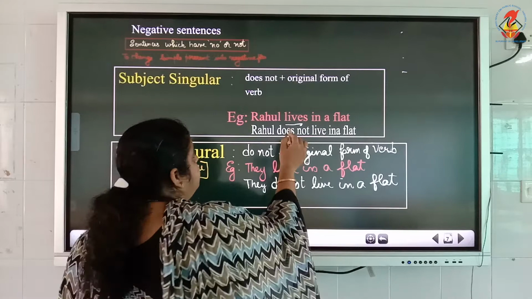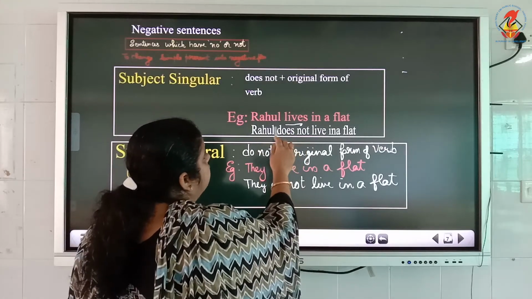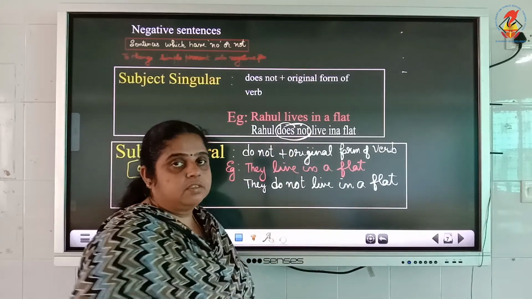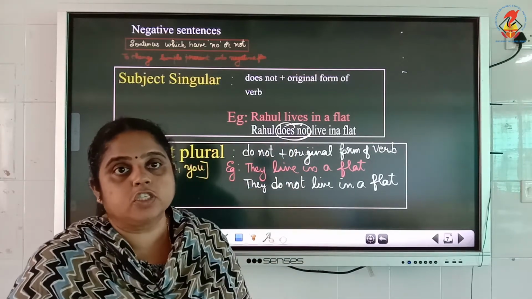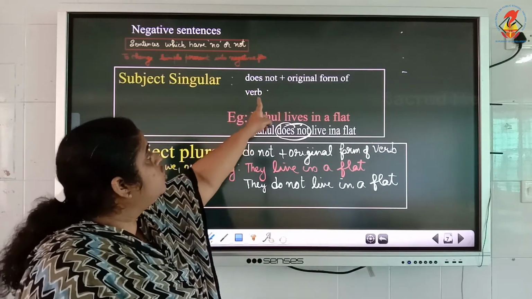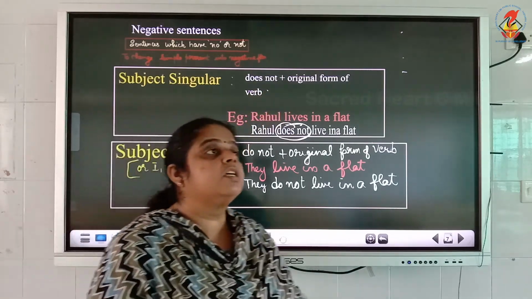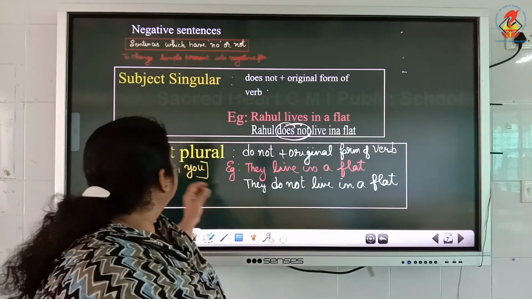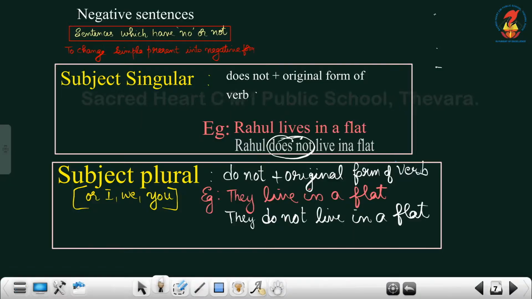So, instead of simply Rahul not live in a flat, we use here does not. Why do we use does not? Does not plus original form of the verb should be used when the subject is singular. And if the subject is plural or I, we and you is there, we use do not plus original form of the verb. What do you mean by original form of the verb?